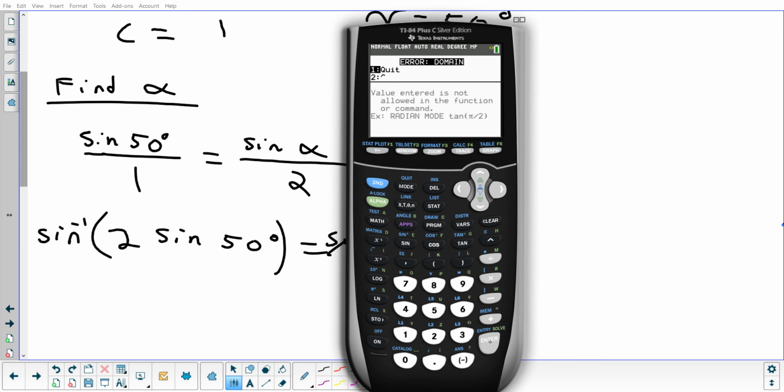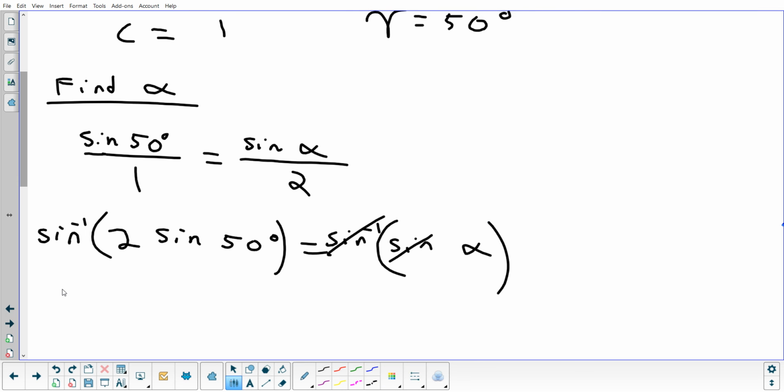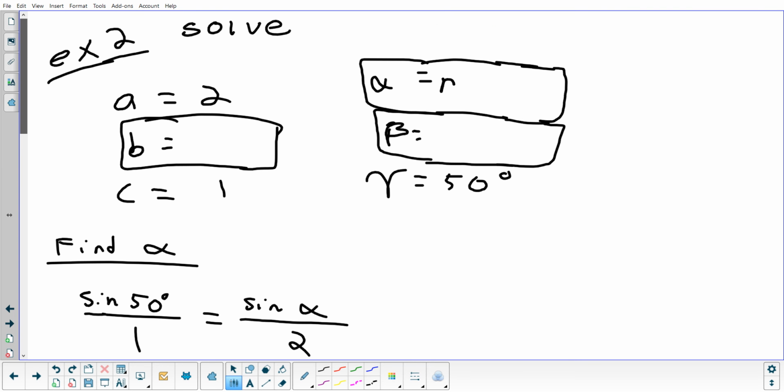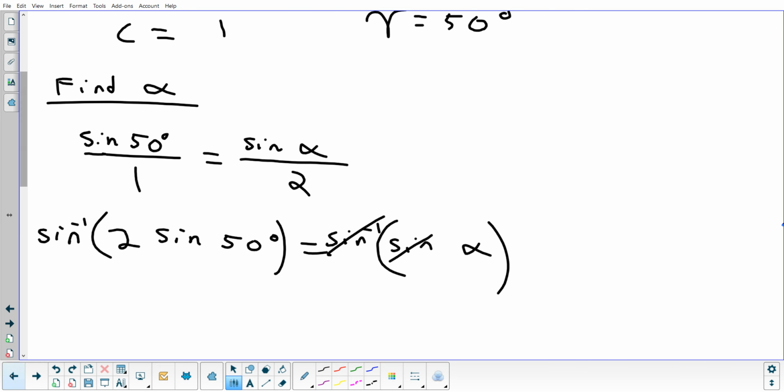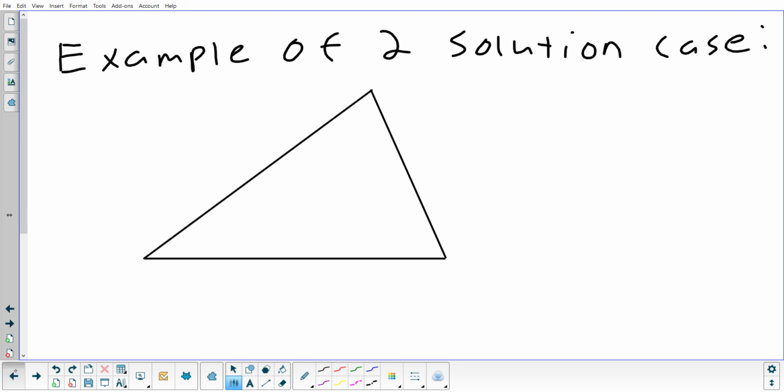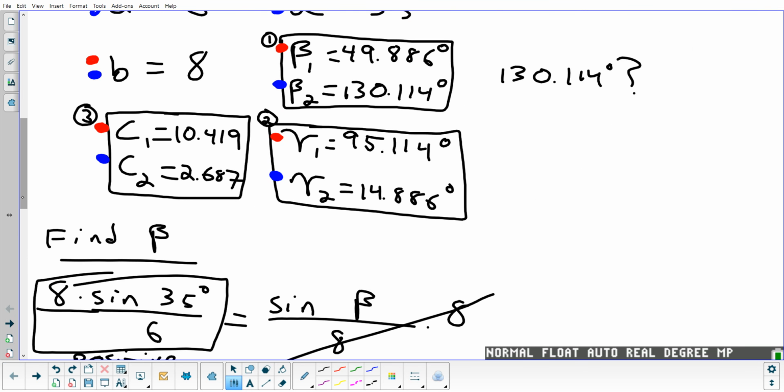You're trying to take the inverse sine of a number that's too big, which means that there is no solution for alpha. You can't solve for alpha. And all three of these boxes have to follow the same pattern. They either all have no solution, they all have two solutions, or they all have one solution, and we did that one last time on Thursday.